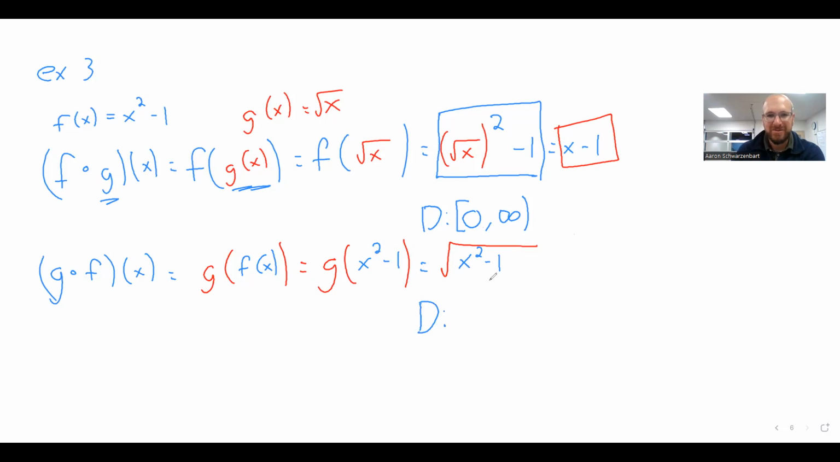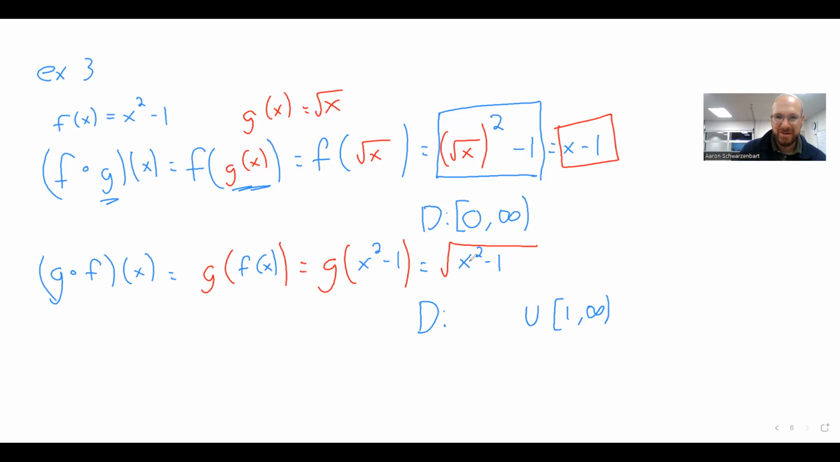I cannot have the square root of a negative number. Well, if x is like 2, that's 4 minus 1, that's fine, that's 3. But if x is 1/2, 1/2 squared is 1/4. 1/4 minus 1 is a negative number. I can't do that. And in fact, I can't do that for any value that's smaller than 1. So I have 1 to infinity.